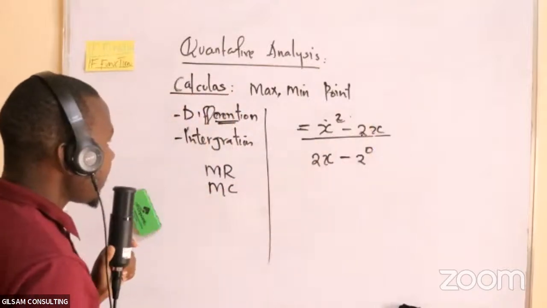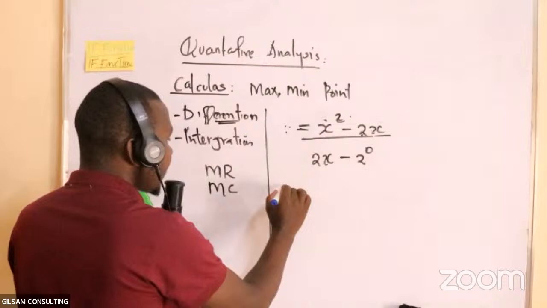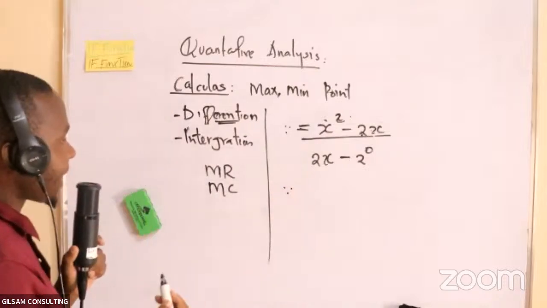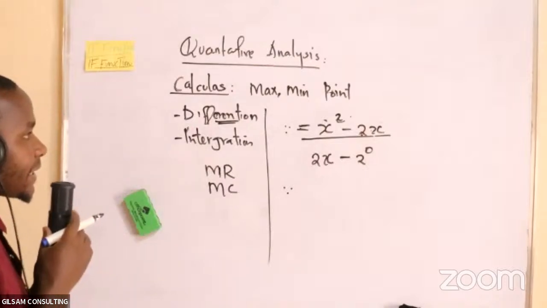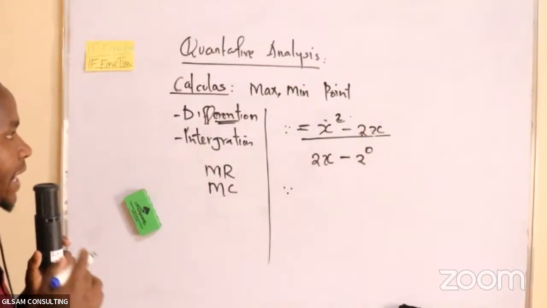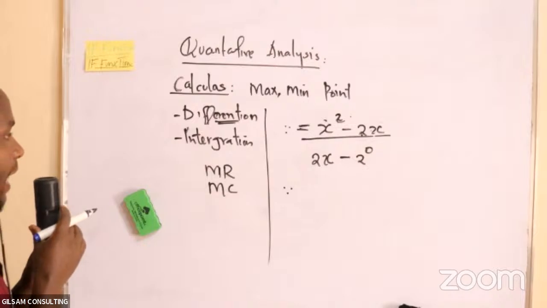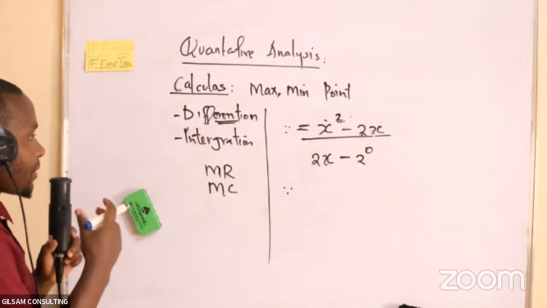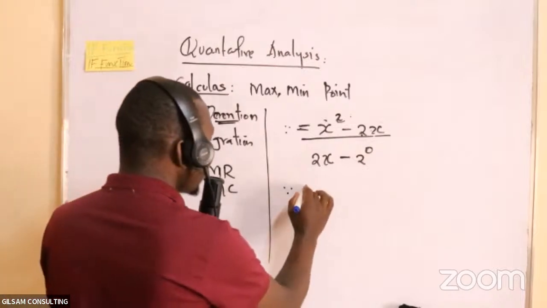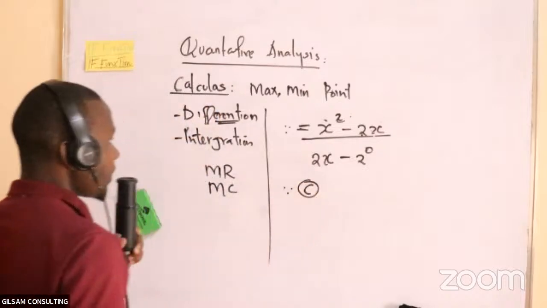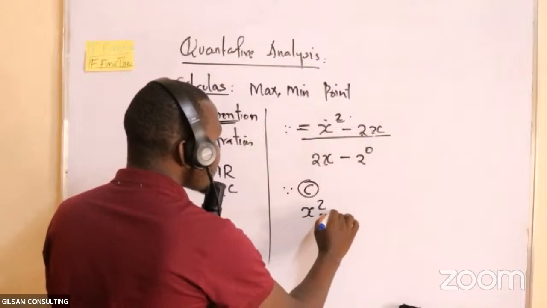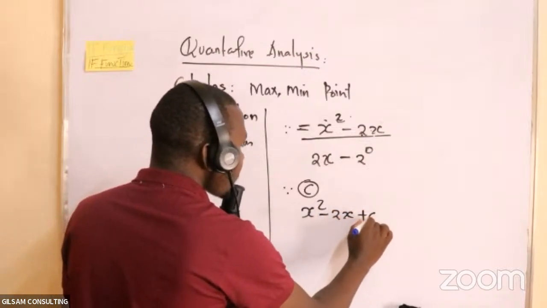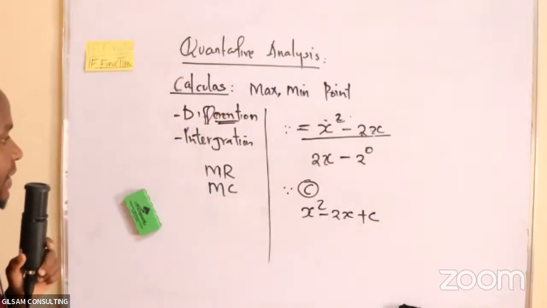And then, if you have been told to integrate, how do we integrate this function? First, we have to bring in a constant value, which is c. So we will say x squared minus 2x plus the constant, which is c.